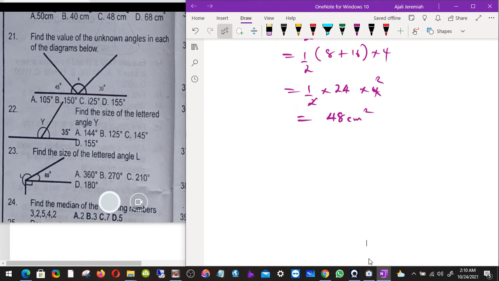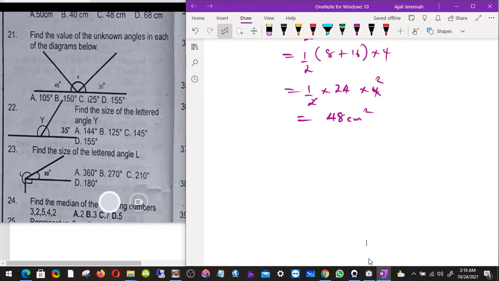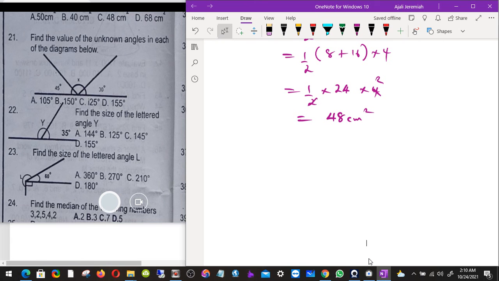Okay, number 21. It says find the value of the unknown angles in each of the diagrams below. Okay, for these diagrams, we have to look for X for 21, Y for 22, then L for 23. So let's start from 21.